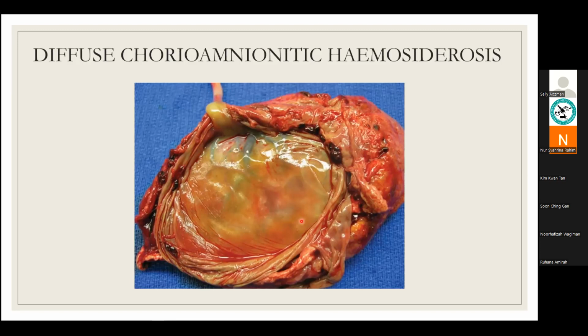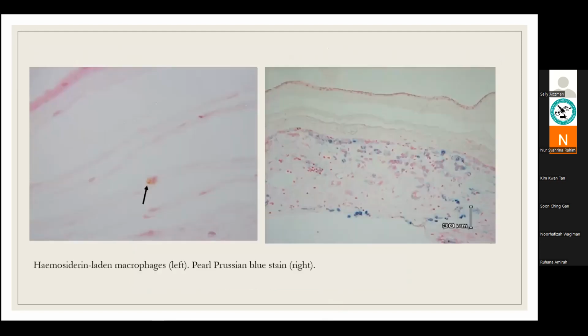If we receive it fixed, probably the only thing you can see is an opaque membrane. Under microscopy, you can see hemosiderin-laden macrophages, and to prove it is not meconium, we must do a Perls stain. So when we see this, we can suggest there's chronic intrauterine bleeding causing deposit of hemosiderin in the membrane or in the epithelium as well. But for this case, it doesn't have.